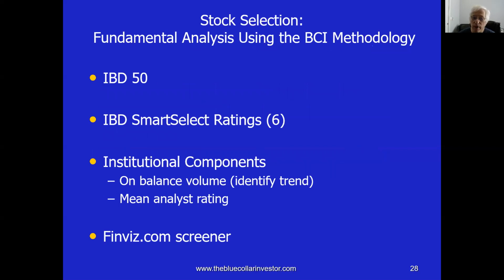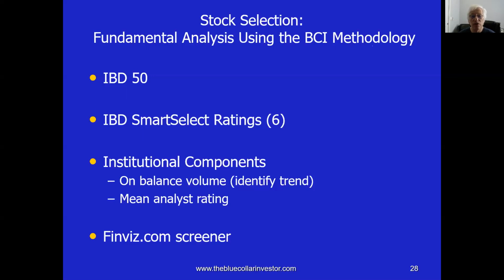So using the BCI methodology, these are the screens that I use. First, I look at the Investors Business Daily 50. Now, this is in addition to the database that we have developed over the years of more than 3,000 stocks that we've identified as potential option selling candidates. And we screen that database of more than 3,000 stocks, along with the IBD 50, every week for our members. Now, the IBD 50 basically are growth companies that have great price charts. So over the years, I've had a lot of success selecting from this list.